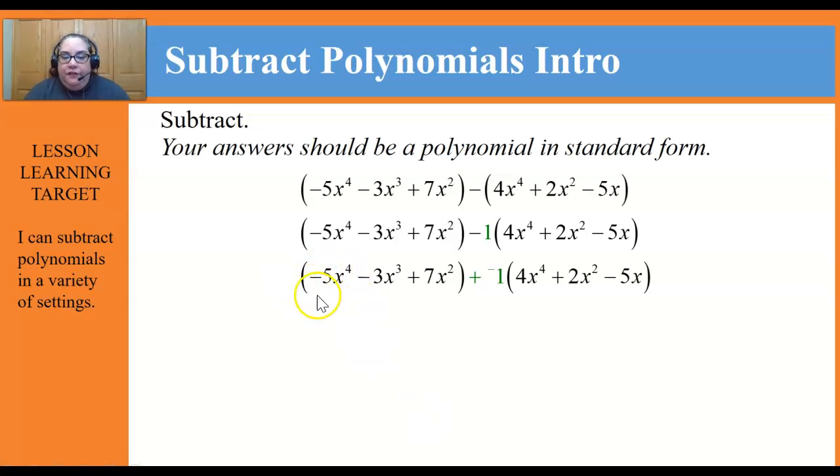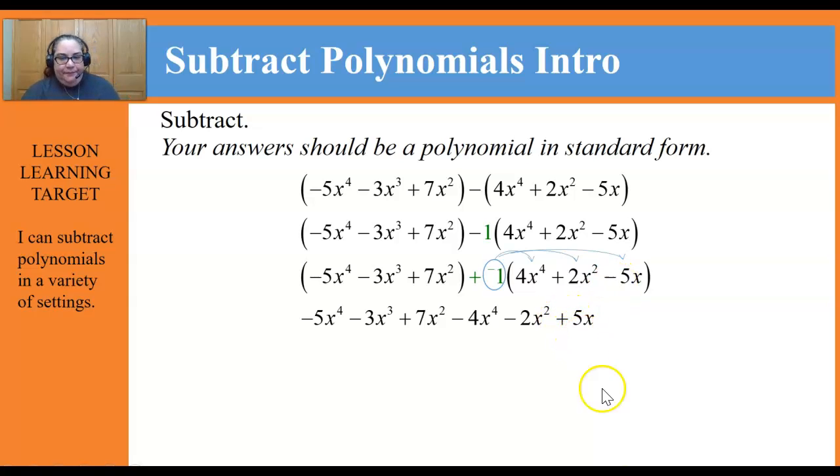So for the first part, I'm just going to rewrite it without the parentheses. The first part is not the issue. The issue comes in the second part. I need to distribute that -1. So I'm going to distribute it to the 4x squared. That would give me -4x to the 4th. I need to distribute it to the 2x to the 2nd. So that would be a -2x to the 2nd. And then I need to distribute it to that -5x, and the negative times the negative is positive.